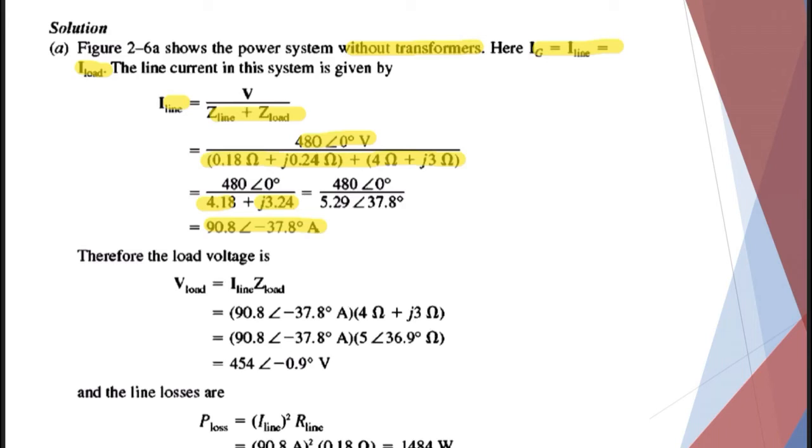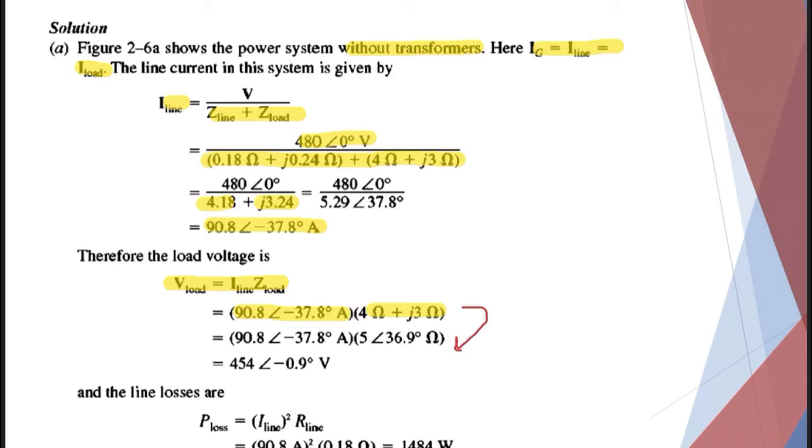Therefore, the load voltage is what? Again, Ohm's law. V load equals I line multiplied by Z load, because as you know I line equals I load in a series circuit. We use the same current here. So I line 90.8 with angle minus 36.8 multiplied by Z load 4 plus j3. We can convert here the rectangular form to polar form so we can do the multiplication.